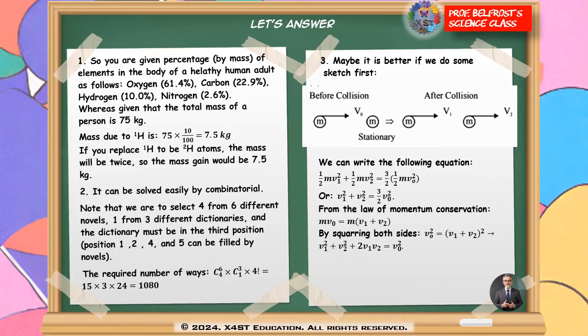Now, number three, this is a basic question, easy. So here's the depiction to make it clear what the question means. Here's before collision and after collision. Before collision, one of the balls is stationary, and after collision, they both have their own velocity. So we can write the following equation.